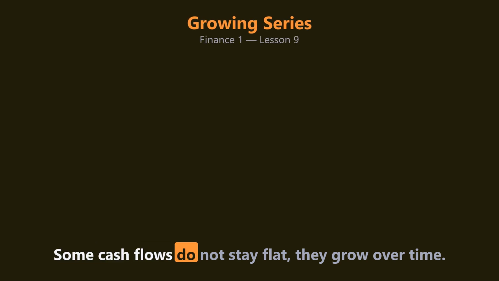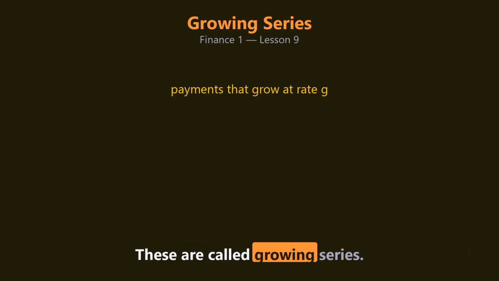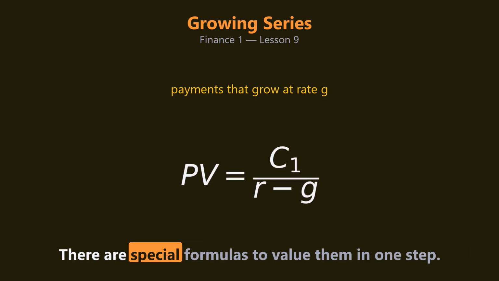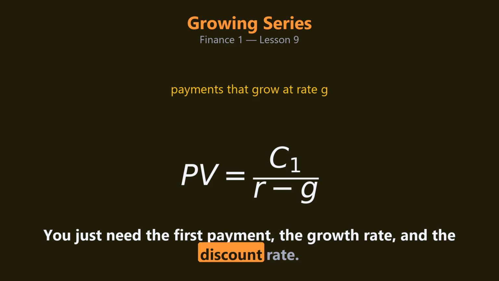Some cash flows do not stay flat, they grow over time. Think of a dividend that rises each year, or a growing salary. These are called growing series. There are special formulas to value them in one step. You just need the first payment, the growth rate, and the discount rate.